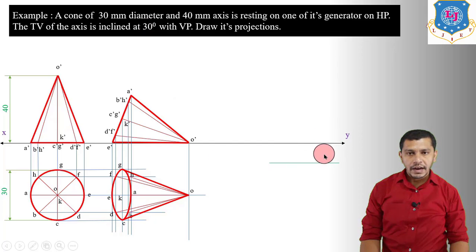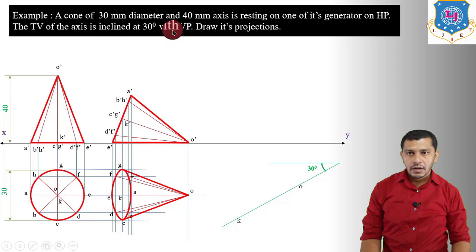So draw a line inclined at an angle of 30 degree to the XY reference line, and on this line we will mark OK, that is the top view of the axis which is given in the content. So top view of the axis inclined at 30 degree to VP. So now we have to copy this figure over here by taking OK at an angle of 30 degree.